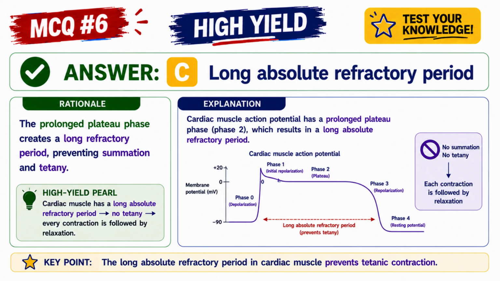The absolute refractory period is almost as long as the contraction itself. This timing is not accidental. It is physiologically essential. It ensures that each heartbeat is followed by relaxation, diastolic filling, before the next beat can occur. It is the built-in protection against tetanic cardiac contraction. And it is what makes the heart fundamentally different from skeletal muscle.